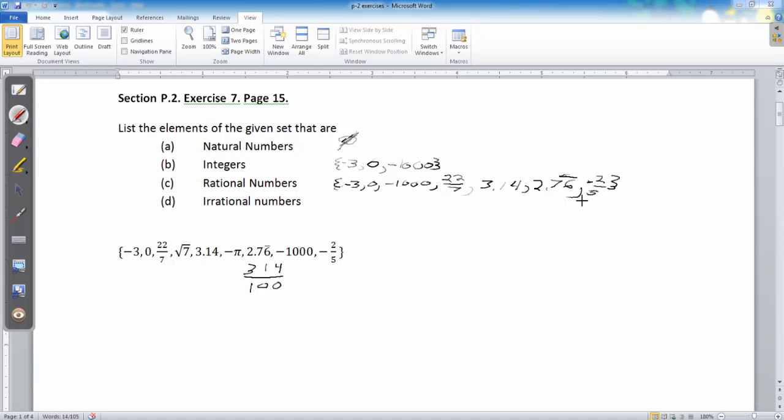Once you've got all your rational numbers in place, the irrational numbers are easy because they're all that's left. We already crossed out all of these. We crossed out 3.14. We crossed out 2.76 continuing. Crossed out -1000. And we crossed out -2/5. So all that's left is the square root of 7 and negative pi. That's the entire set. Empty set, negative 3, 0, and negative 1,000. Same set plus all of these extra numbers. And then square root of 7 and negative pi.